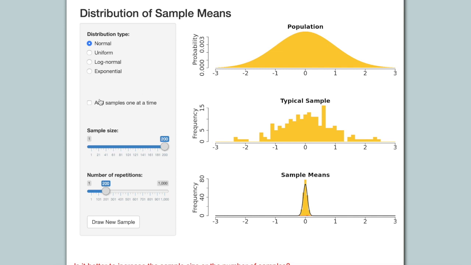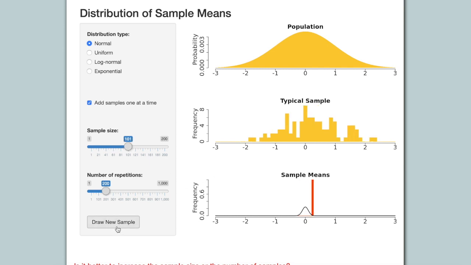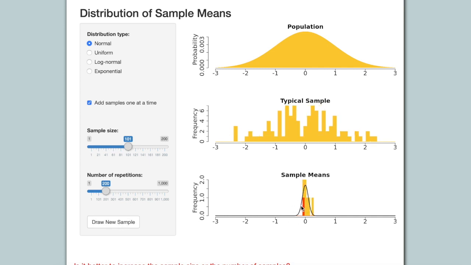So if I draw one sample, we're just going to do one at a time here. Let's say our sample size is back to roughly 100. Let's draw a new sample. So every time, let's say we took a sample and got a mean from the population a bunch of times. Down here it's going to plot where that mean value is. So we're going to draw another one. All of these are just showing different mean values from these random samples that we're drawing from the population.